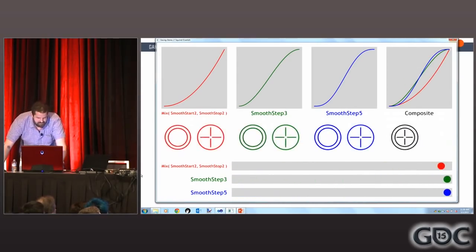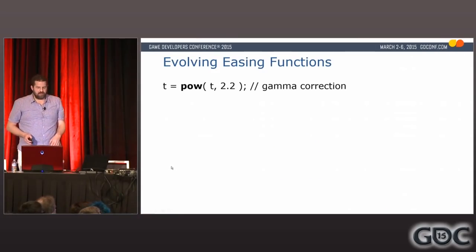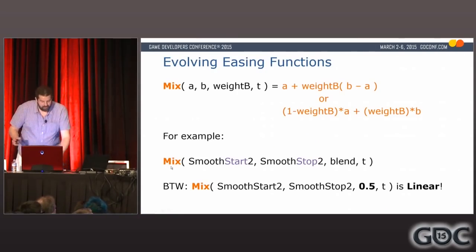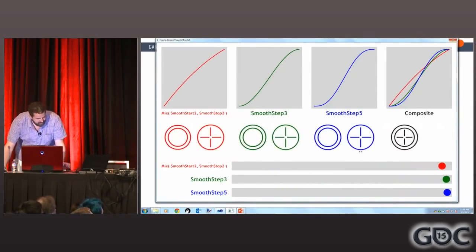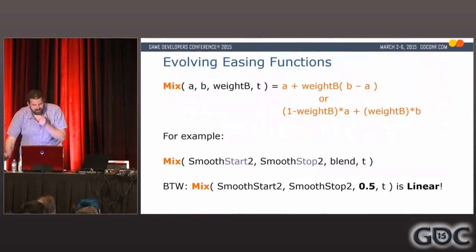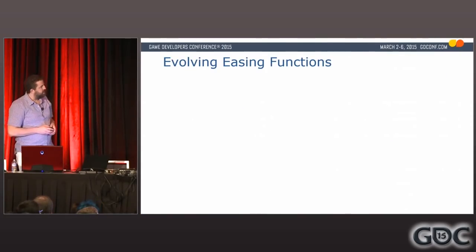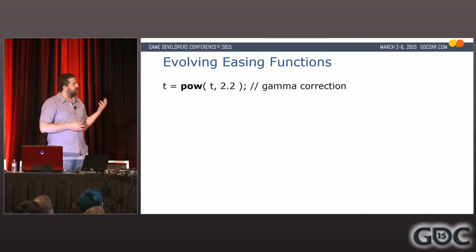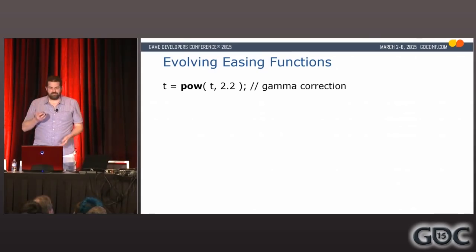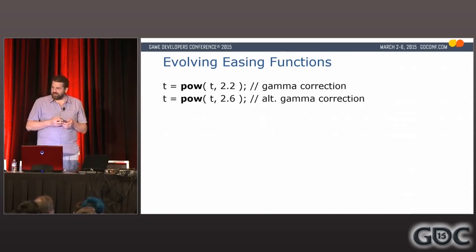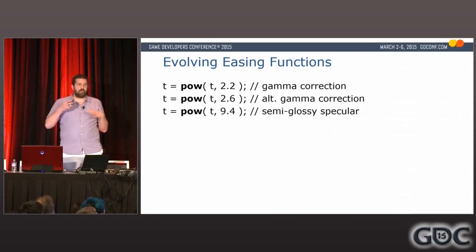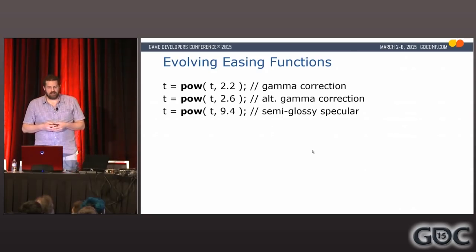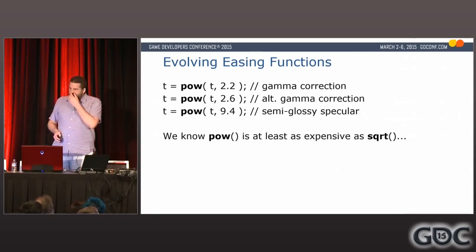It's just a crossfade. And so one of the cool things we can do, and by the way, halfway through that crossfade happens to be linear. So we'll come back to that in a second. There's some other interesting things we can do here. For example, let's say we wanted to use pow, like in Jim's Scamma example, right? Where we want to raise something to an odd power, like 2.2 or 2.6 or something like that. Or maybe even to a large power, like for a glossy glare and specular or something like that.